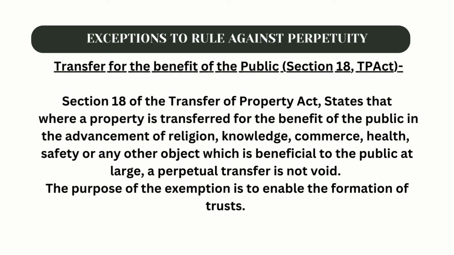Section 18 of the Transfer of Property Act is one of the exceptions. It states that where a property is transferred for the benefit of the public in advancement of religion, knowledge, commerce, health, safety or any other object which is beneficial to the public at large, a perpetual transfer is not void. The purpose of the exemption is to enable the formation of a trust.